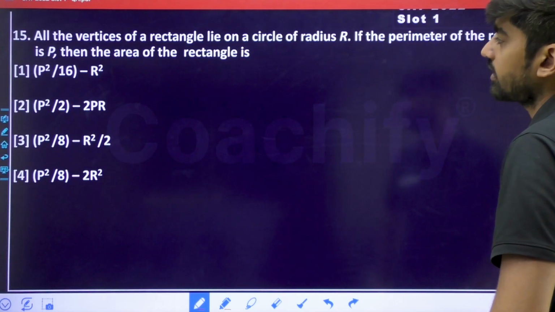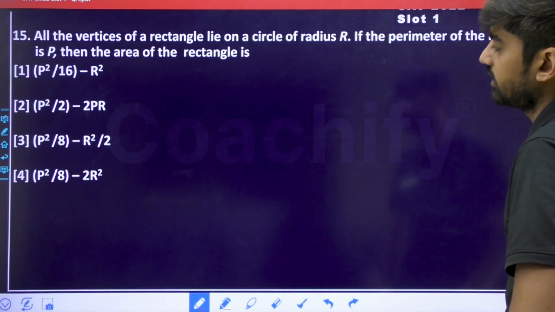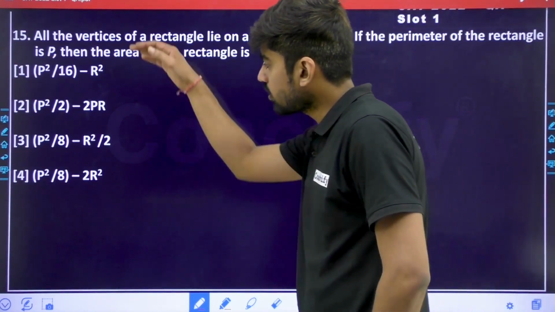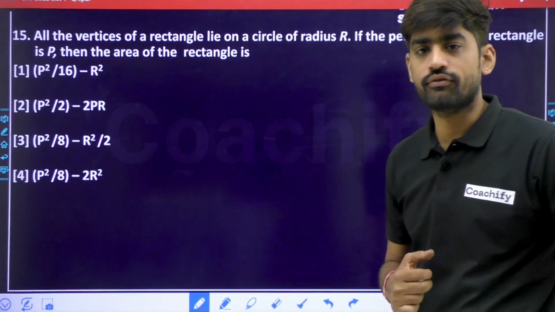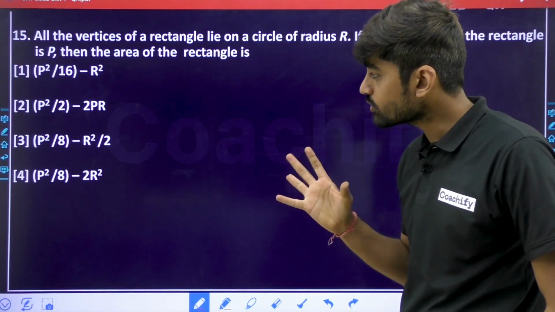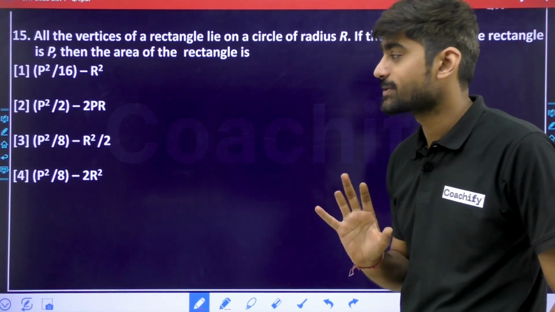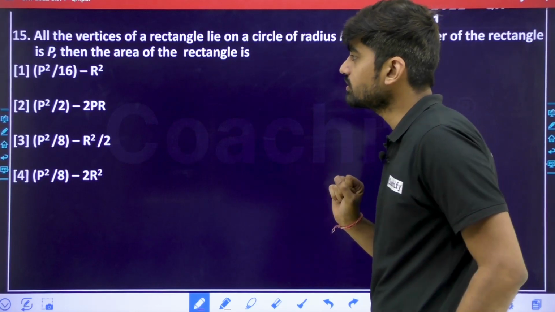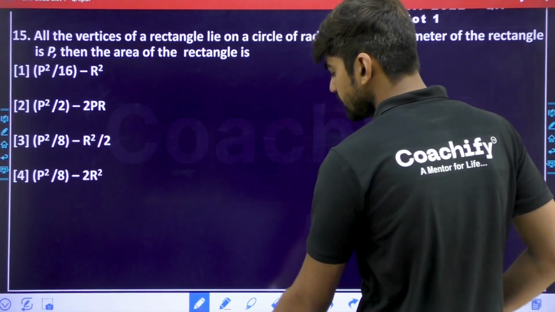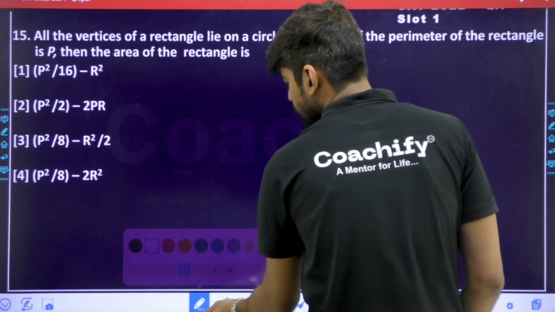If the perimeter of the rectangle is p, then the area of the rectangle is... And my answers are also given in the form of variables, which allows me to assume the values. So how should we assume the values? Let's draw the figure first and get a little bit of clarity before proceeding.